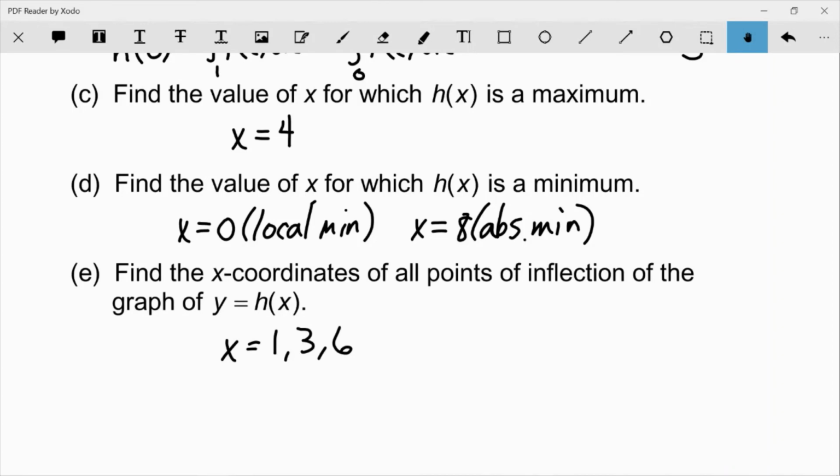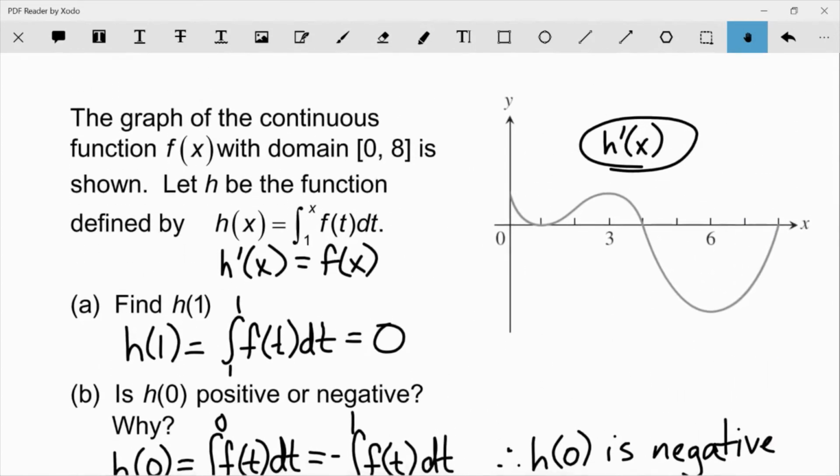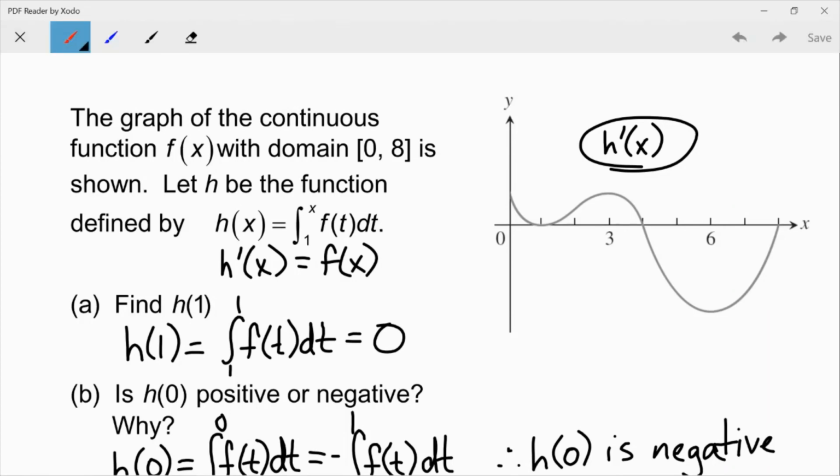And then E says find the x-coordinates of all points of inflection of the graph of y equals h of x. So remember, we're looking at the graph of the derivative. If I have a point of inflection, that means my derivative went from decreasing to increasing or increasing to decreasing. So what I'm really looking for are these horizontal tangents. I've got one here, and one here. That's where the derivative changed direction from increasing to decreasing or decreasing to increasing.